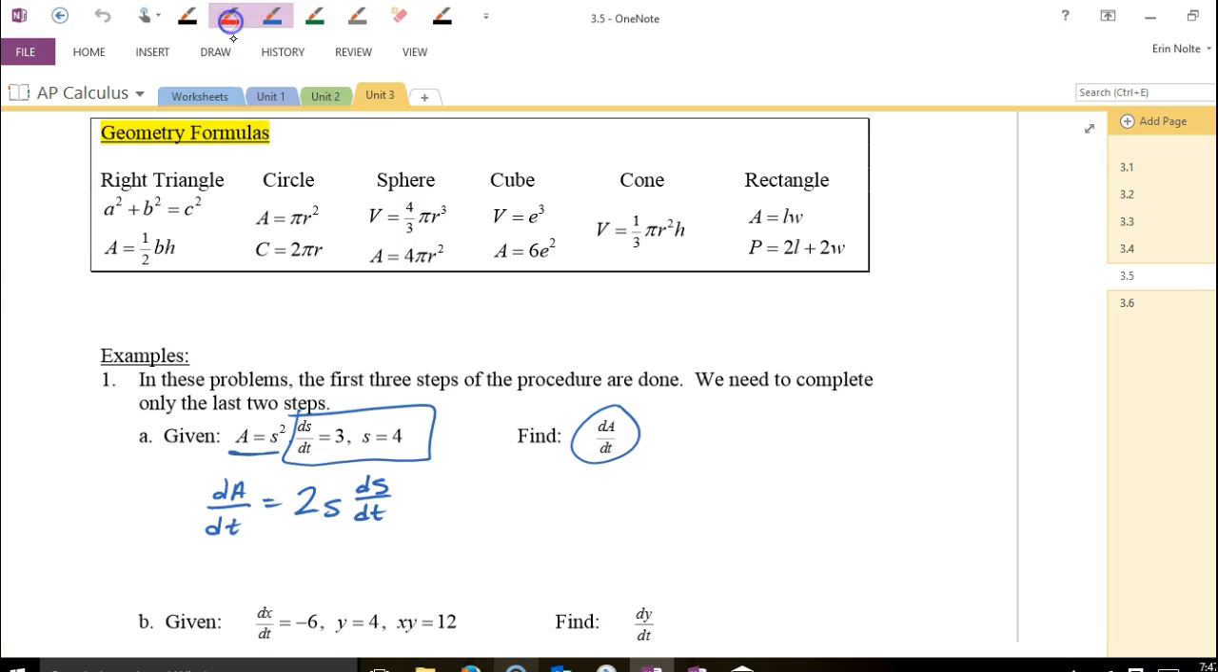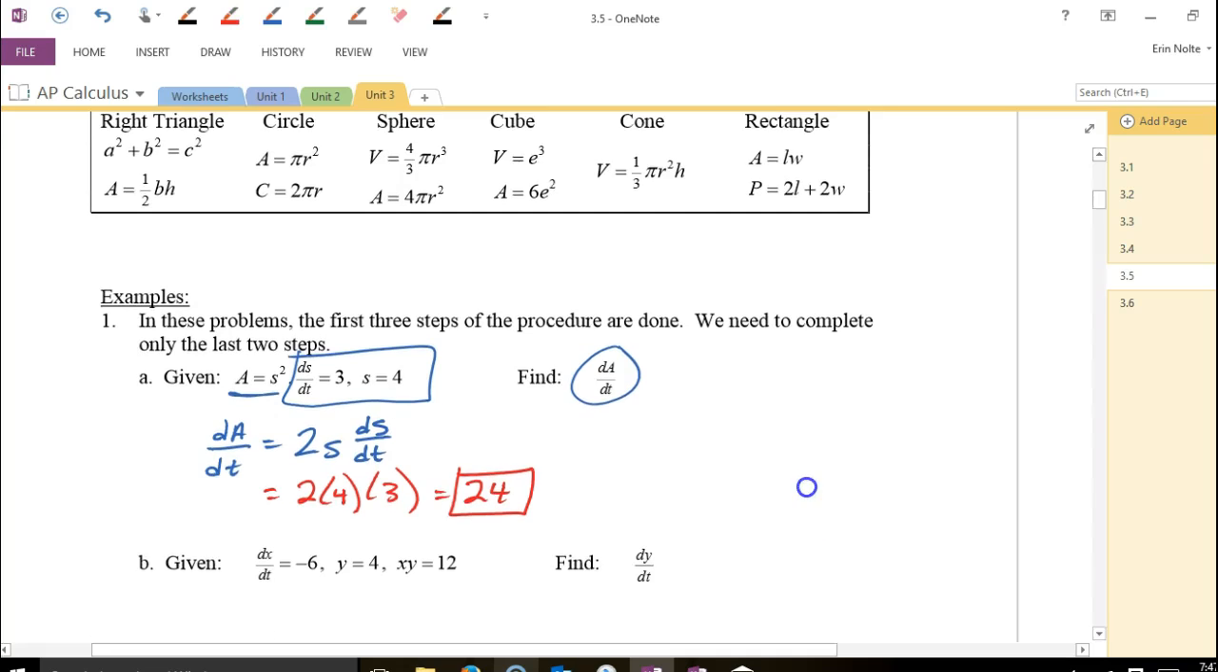So now all I have to do is plug in these two pieces of information that are given to me. Okay, the s value is 4, the ds/dt value is 3. So then I just multiply that together, so I have 8 times 3, and that would give me 24. Okay, so you'd normally label this, but since we don't know the units, we'll leave it as 24 for now.